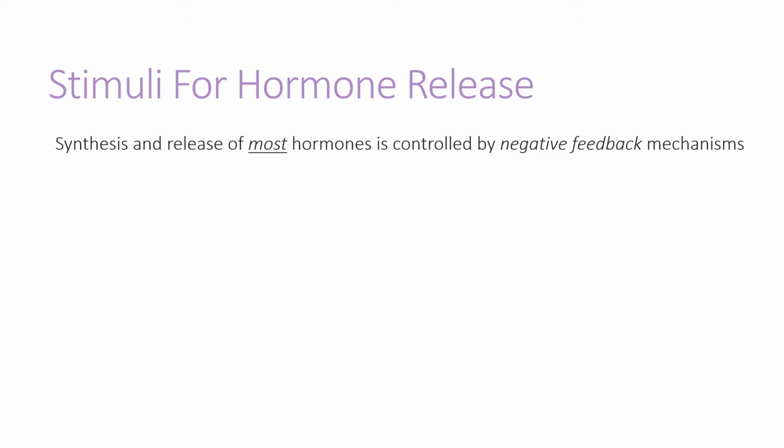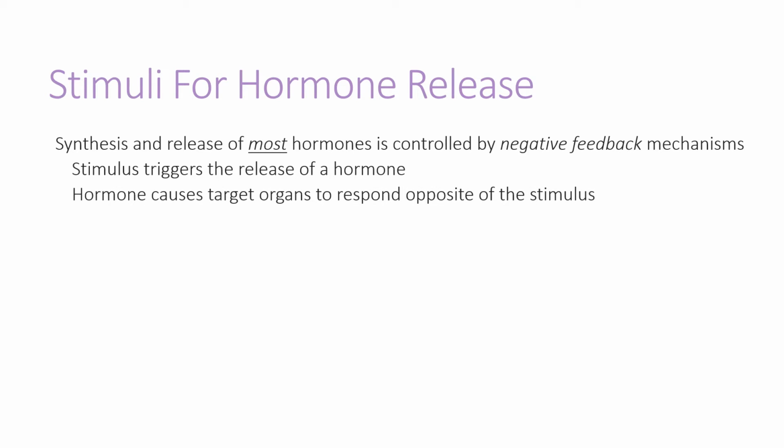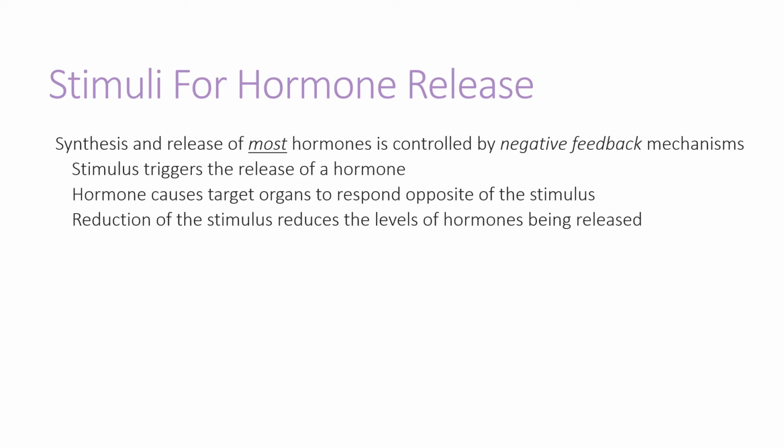Synthesis and release of most hormones is controlled by a negative feedback mechanism, whereby some kind of stimulus triggers the release of a hormone. That hormone causes a target organ or organs to respond in an opposite way to that stimulus. The reduction of the stimulus then reduces the levels of those hormones that are being released.